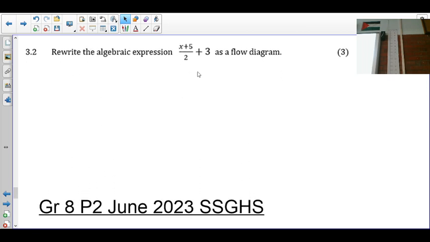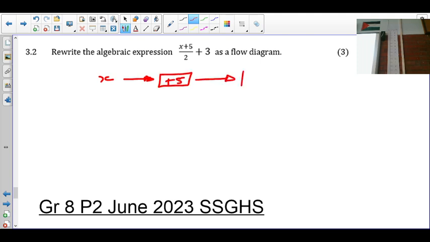Rewrite the algebraic expression x plus 5 over 2 plus 3 as a flow diagram. To write the flow diagram, you start with x, the variable. What happens to x first? You're adding 5, so it's plus 5, and then divided by 2, and then we're adding 3. Here's your flow diagram.